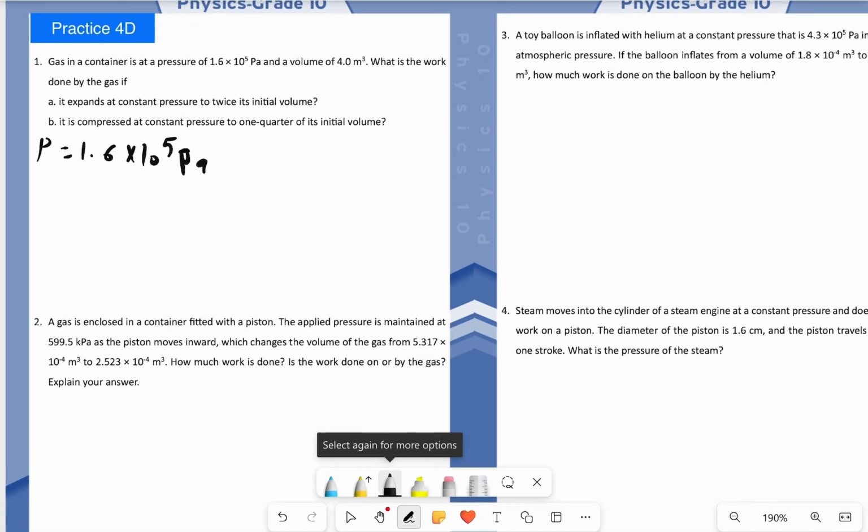What is the work done by the gas if it expands, part A, if it expands at constant pressure to twice its initial volume? What was the initial volume? The initial volume was 4 meter cubed. So initial volume is going to be 4 meter cubed. It says the gas expands to twice its initial volume. So this is going to be V final, which is going to be 2 times the initial volume. 2 times 4, it's going to be 8 meter cubed.